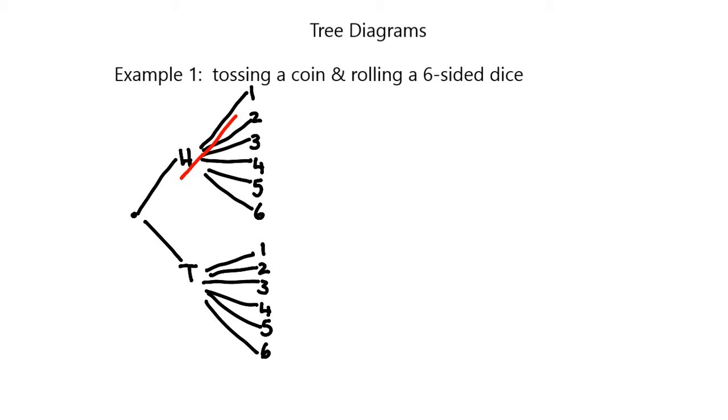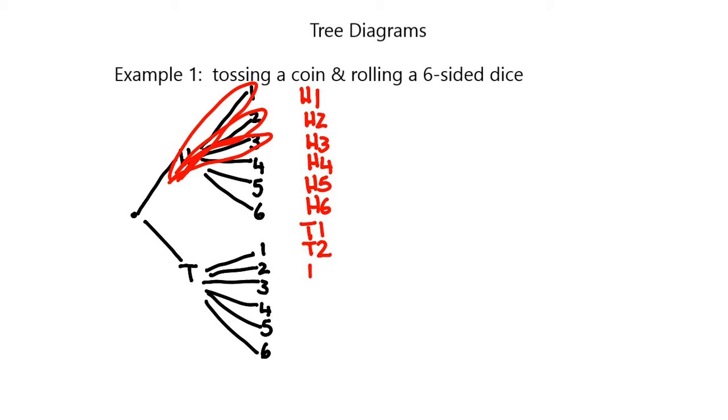For example, we have got a head and a 1, a head and a 2, a head and a 3, etc. A head and a 4, a head and a 5, a head and a 6, a tail and a 1, tail 2, tail 3, tail 4, tail 5, tail 6. That means there are 12 different outcomes.